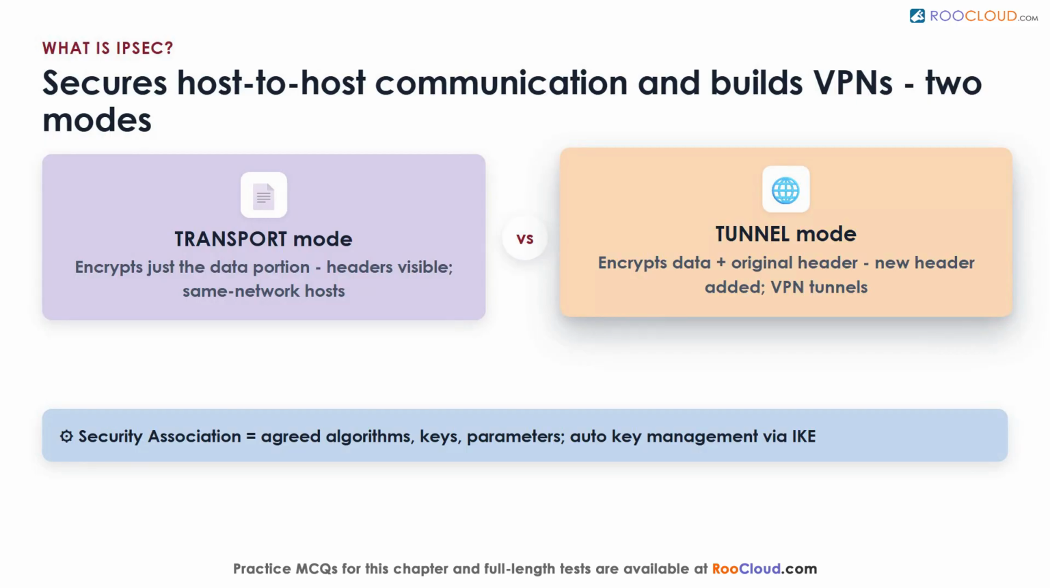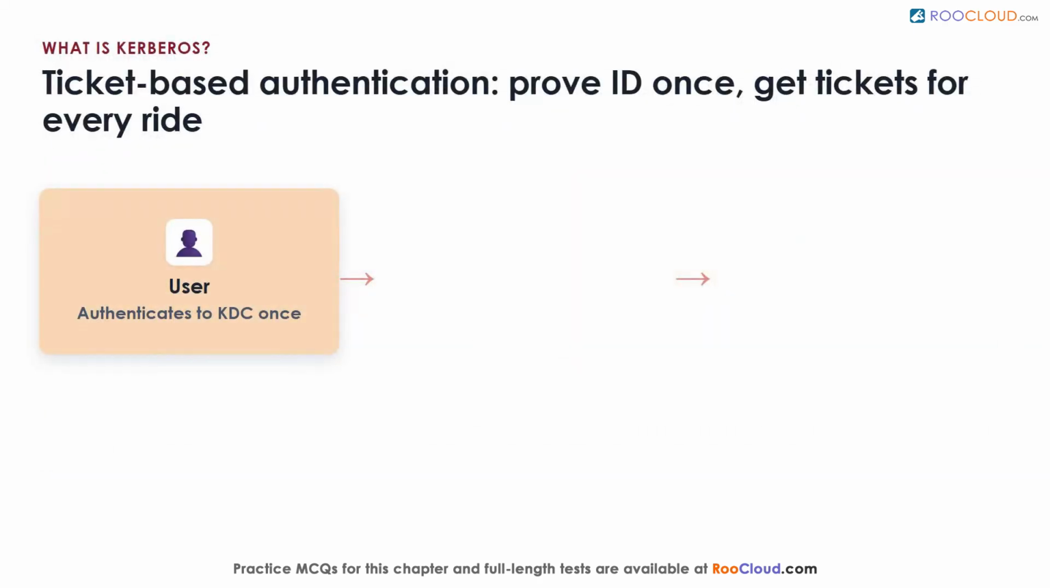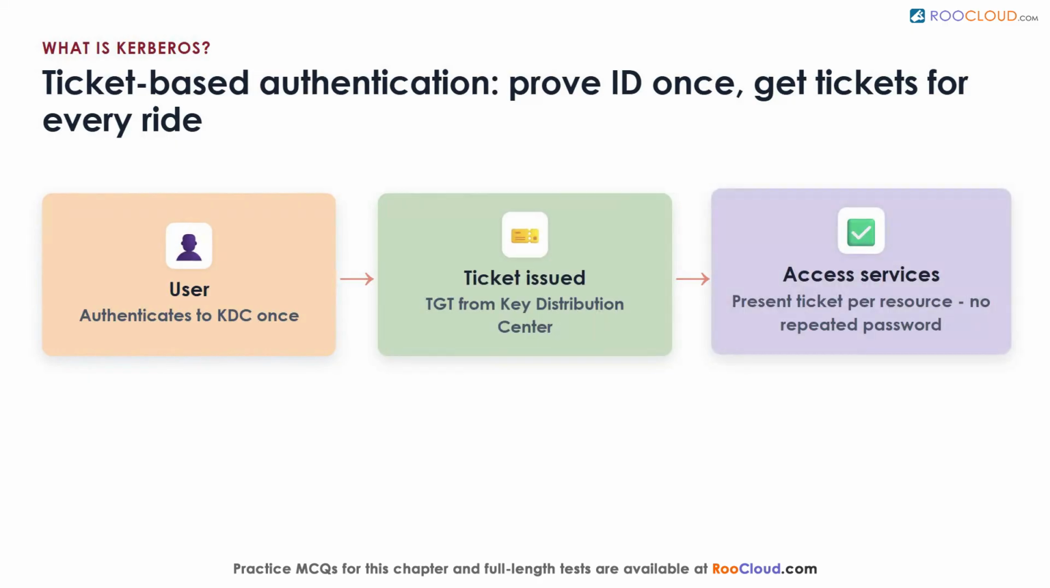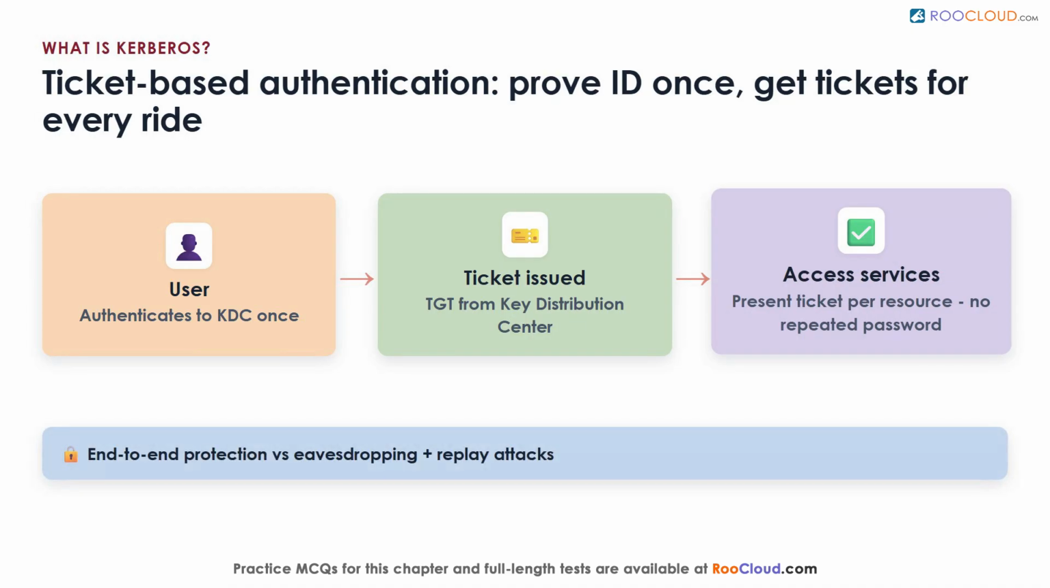Now a classic authentication system. What is Kerberos? It's a ticket-based authentication mechanism using a trusted third party. It provides single sign-on while protecting login credentials. Think of it like a theme park. You prove your identity once at the gate, then you get a ticket that lets you onto each ride without proving yourself again. Its big advantage is end-to-end protection against eavesdropping and replay attacks.